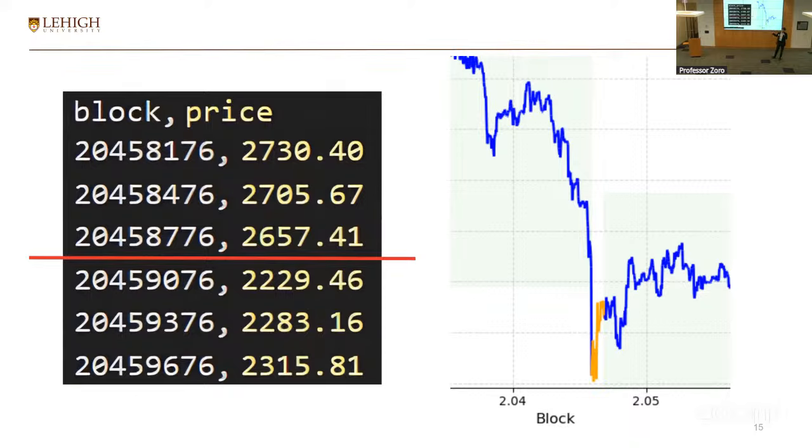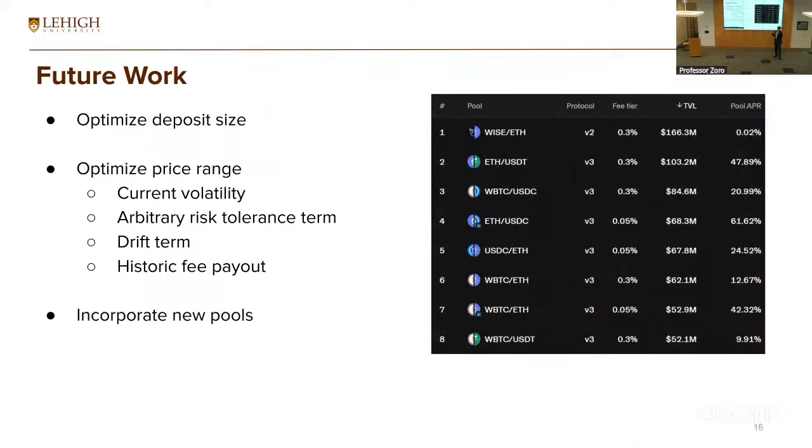And that's exactly what a bit of the future work is focused on: how can we further optimize for the things I mentioned we weren't optimizing for? How do we optimize the deposit range or the deposit size? How do we optimize the price range? How do we incorporate different pools? Like I said, we're just working on one singular pool, but there's thousands of pools on Uniswap. They don't have to be meme coin based.